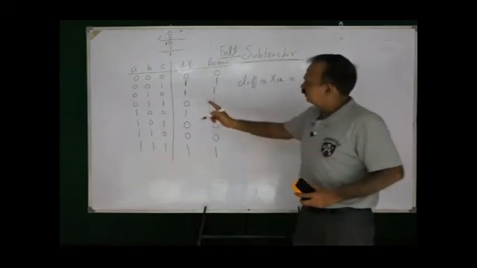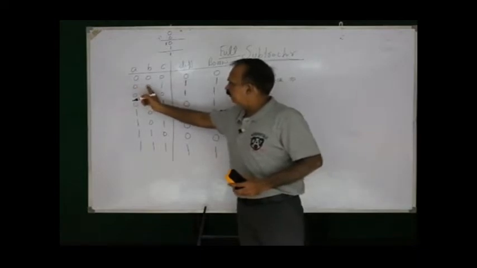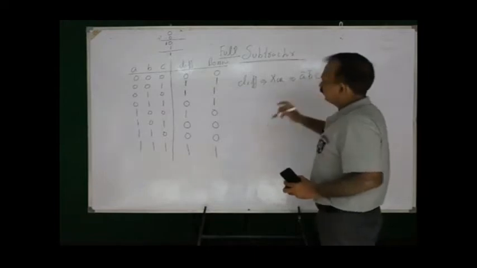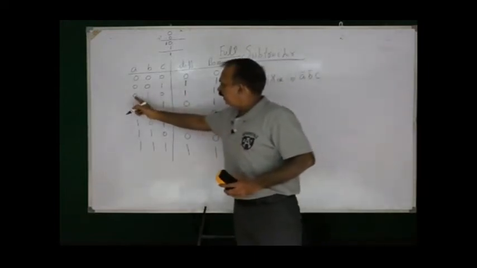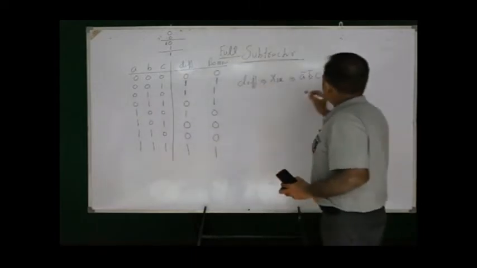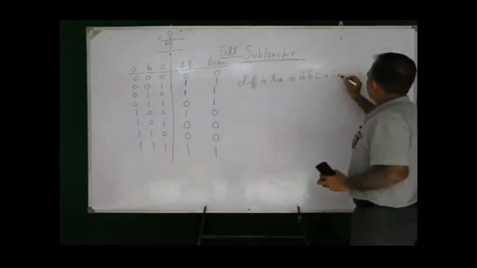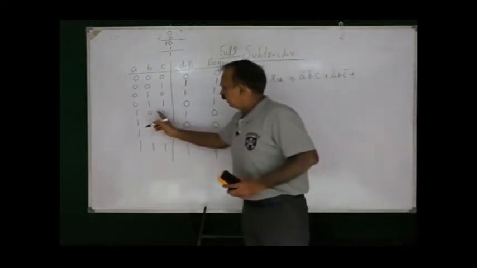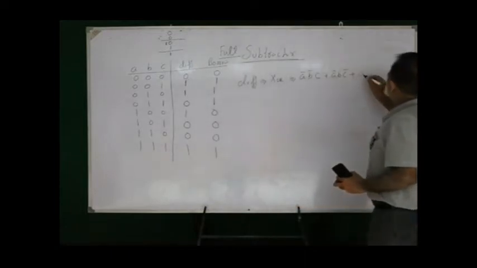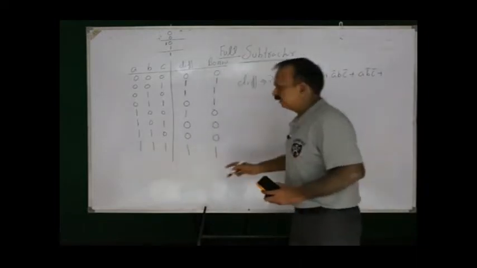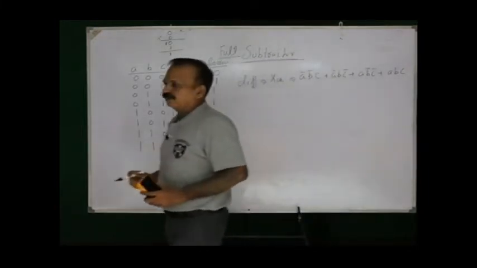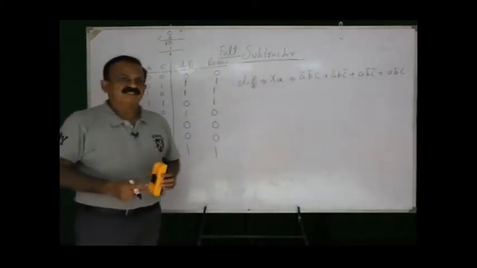And if I write the expression, the expression here will be A bar, B bar, C, the fundamental product A bar, B bar and C. In this case it will be A bar, B and C bar. It is A bar, B and C bar. The next one, this one, A, B bar and C bar. This is A, B bar and C bar. And I hope the last entry is nothing but A, B, C. This entry is A, B, C. Now, this is the sum of product expression for this.